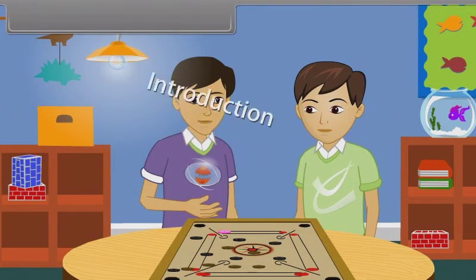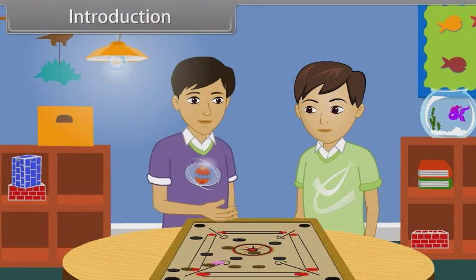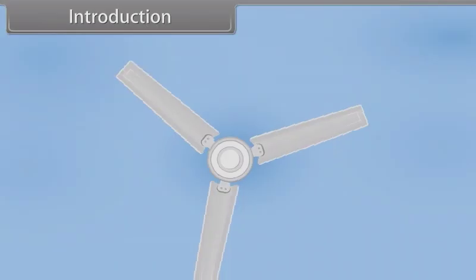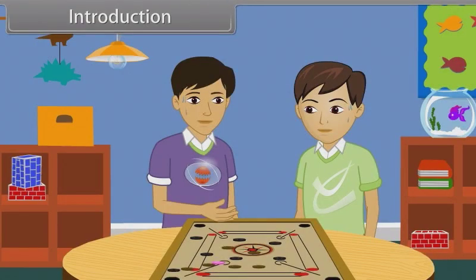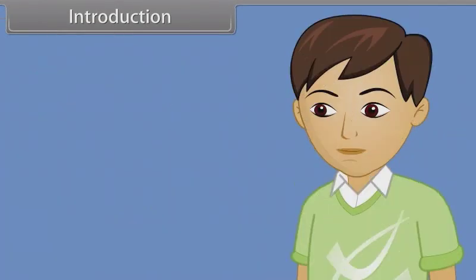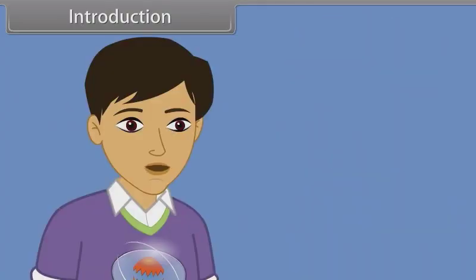Introduction. It is summer vacations. Sanjay and Rahul both are enjoying the game of carom. Suddenly, the light went off and the fan goes off. After a few minutes, Rahul and Sanjay both were sweating. Brother, I'm so much sweating. Why is it happening? Me too, brother.